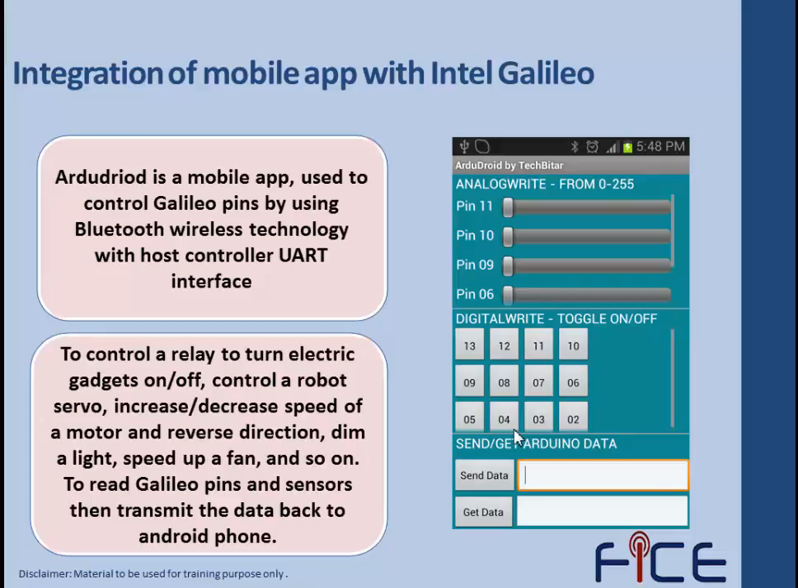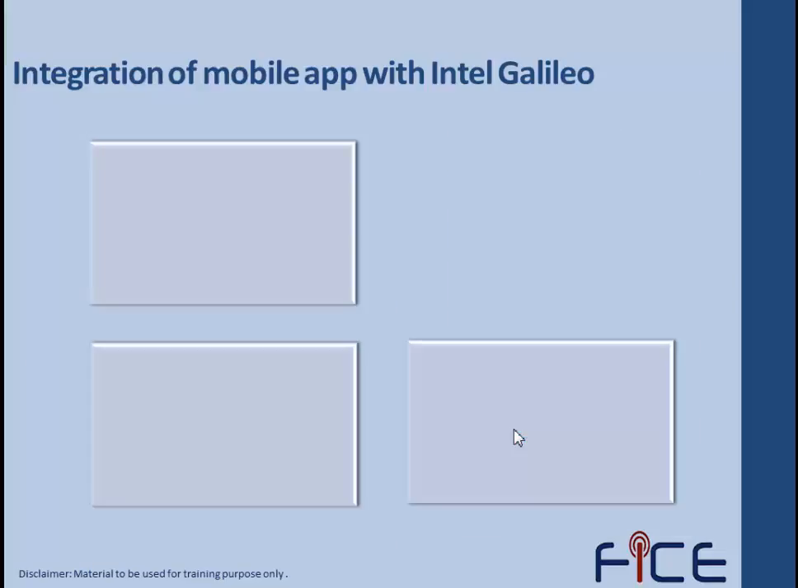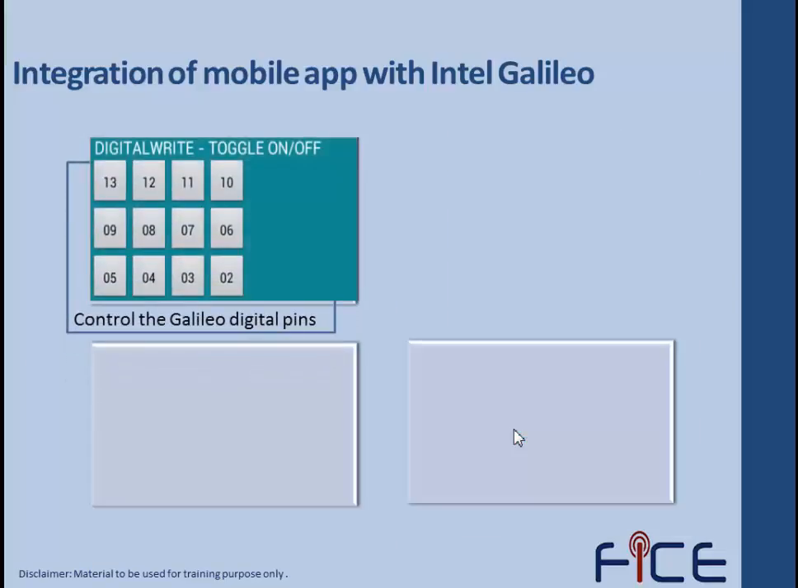Let's have a detailed description of this particular app with Intel Galileo, and how I can control each and every feature of Intel Galileo when I use this mobile app. Firstly, how I can control the digital pins. As you can see in the picture here, I have a set of digital pins from pin number 2 to pin number 13.